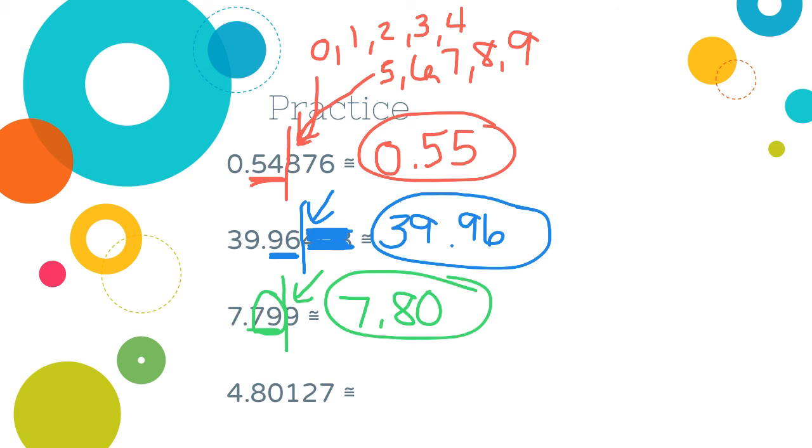And then the last one, this 8 and 0, those are good. Then my cut line. Check out the number after. Because it's a 1, I'm getting rid of it, ignoring it, discarding it, and my answer is 4.80.